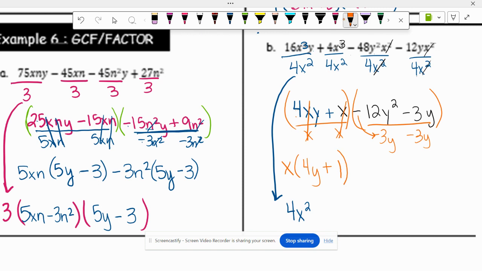1. Yes. Then I'm going to take out my negative 3y. Negative 12 divided by negative 3. Well, negative divided by negative is a positive. 12 divided by 3 is 4. Y squared divided by y is y, right? Because this has a power of 1. And negative 3y divided by negative 3y. Well, negative divided by negative is a positive, and negative 3y divided by negative 3y is 1.